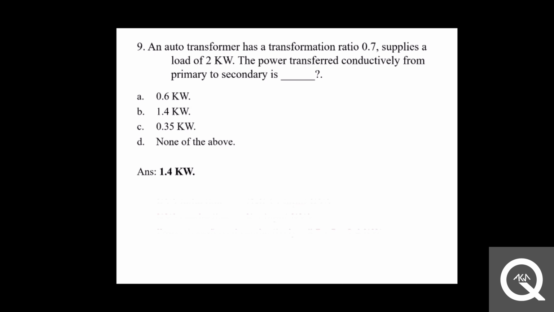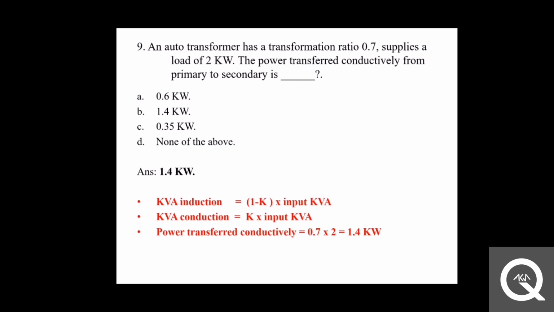In autotransformer, power is not only transferred by induction process but also by conduction process. If K is the transformation ratio, then power transferred by induction is equal to (1 minus K) into input kVA. kVA by conduction is equal to K into input kVA. Power transferred conductively is equal to 0.7 into 2, that is equal to 1.4 kilowatt.